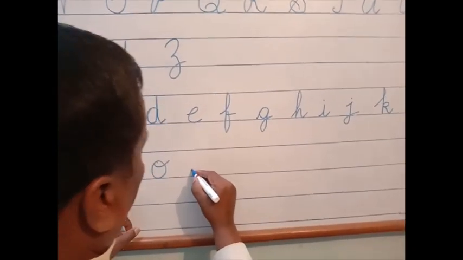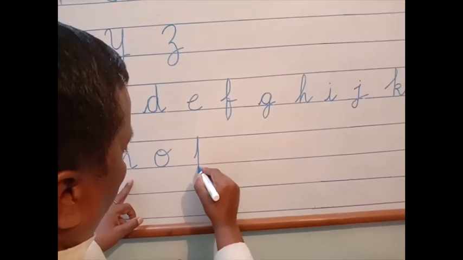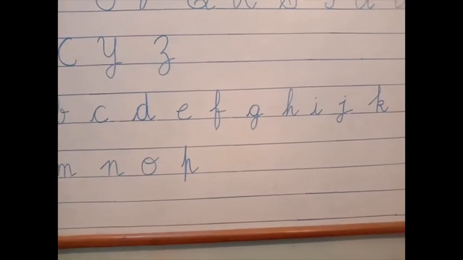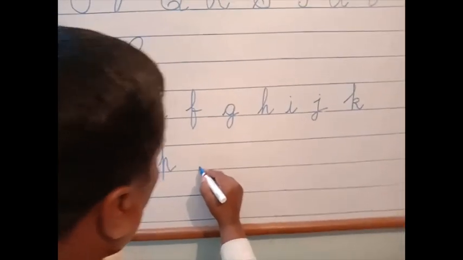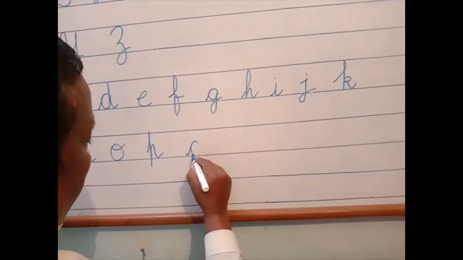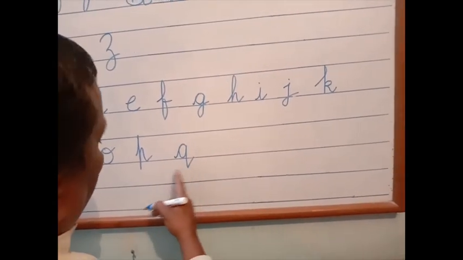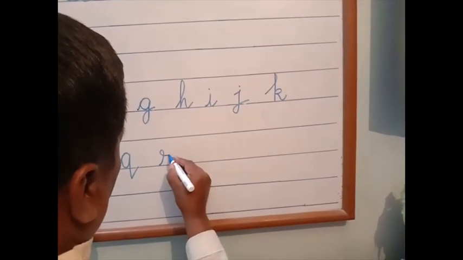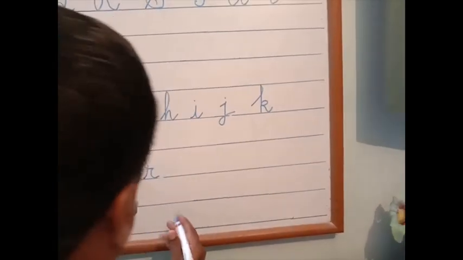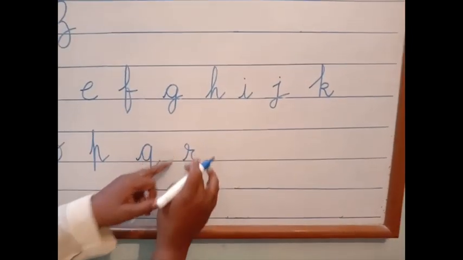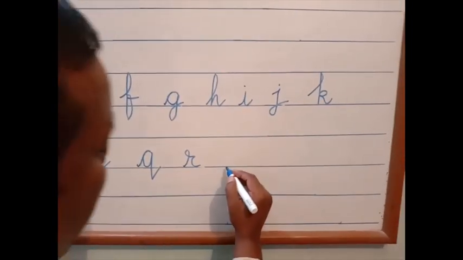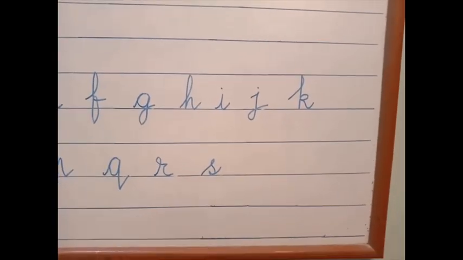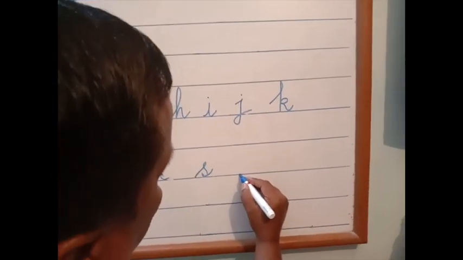P. Unseen fourth line. Q. Unseen fourth line. R. This will be higher and this will be lower. S. Very artistic touch you can give. S. T. Single line.